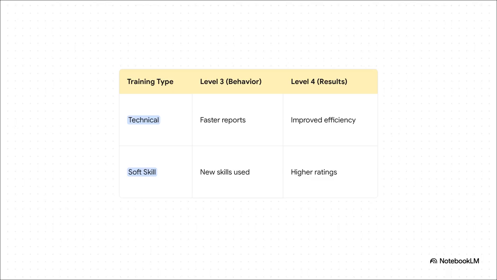That's level 4. Same for a soft skill like presentations. Is a manager actually seeing them use the new techniques? That's behavior. And is it leading to better performance scores? That's a result. This is the stuff that proves your training is delivering real-world value.